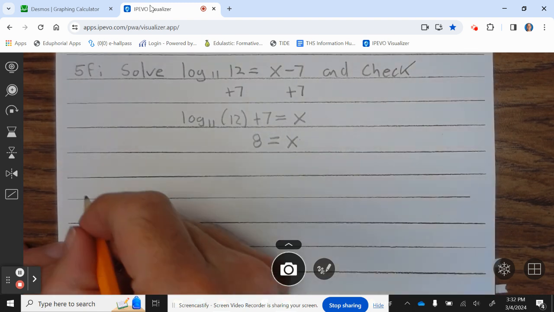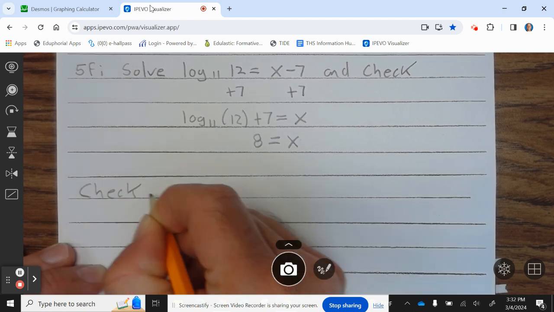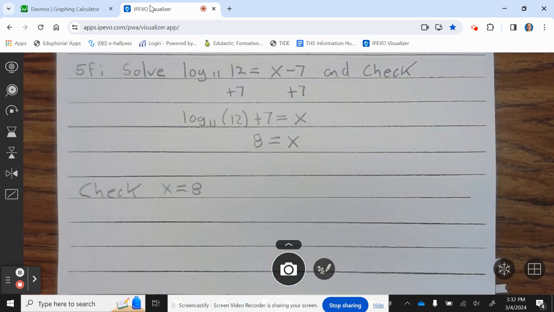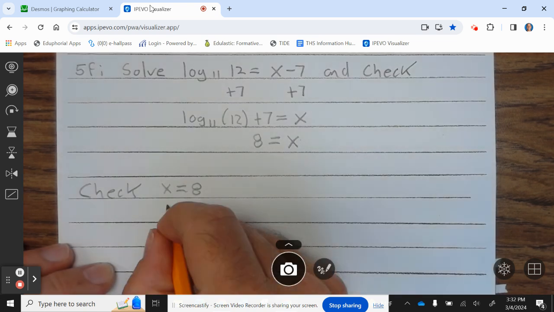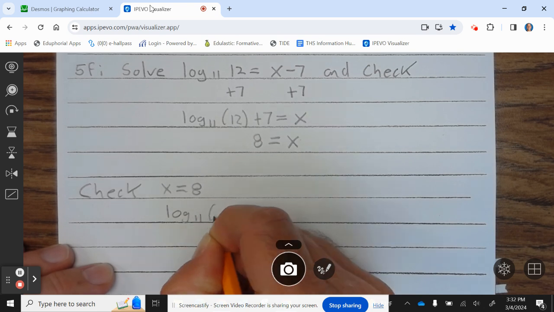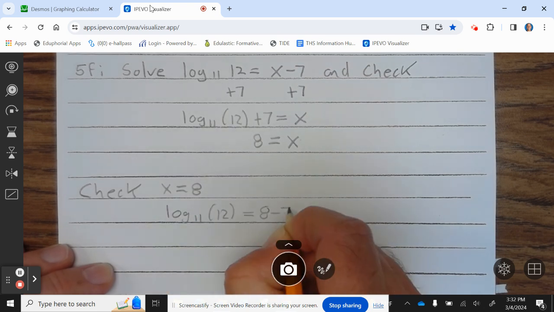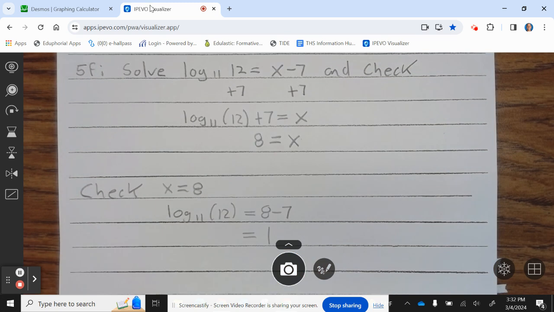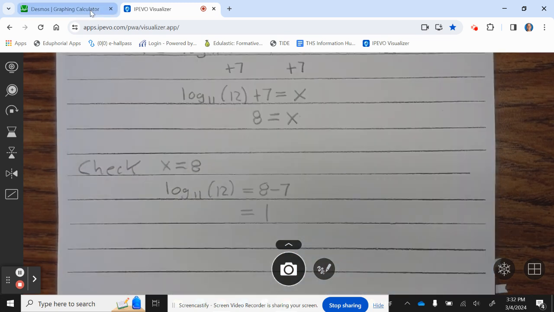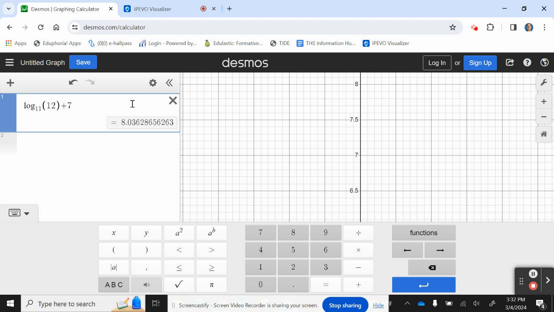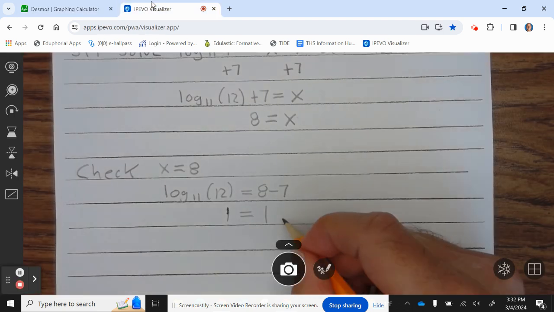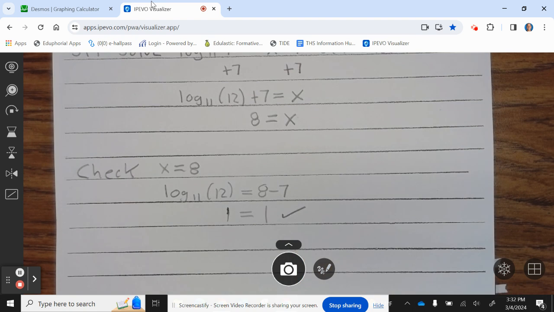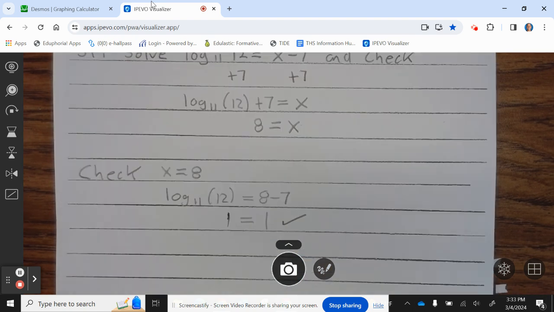All right, now let's check. So then let's log base 11 of 12, 8 minus 7. Well, 8 minus 7 is 1. Let's see if the left side is 1. If you round it to one decimal place, it is. So this checks. So x equals 8 is a valid solution. All right, let's take a look at the next page.